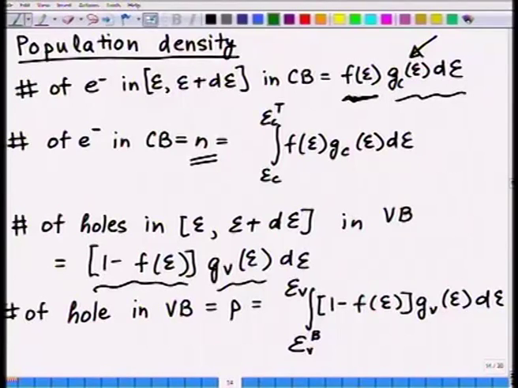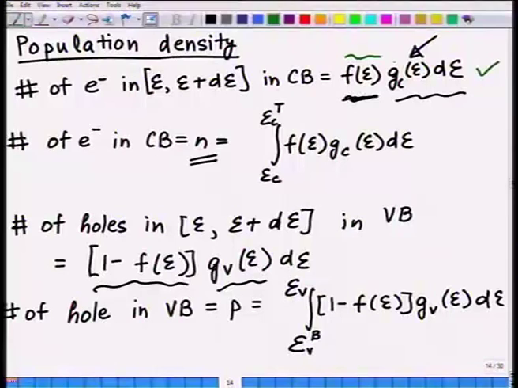So, essentially we are going to continue from the previous lecture. Let us start with what we did in the last lecture. We had written the population density of the electrons in the conduction band in the energy range E to E plus dE, as the Fermi distribution times the density of states for electrons in the conduction band. Then all we have to do is integrate it over the entire energy range of the band, from EC to EC top, and we will get the number of electrons in the conduction band.